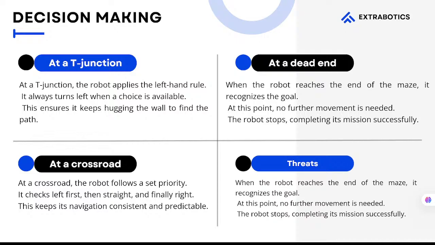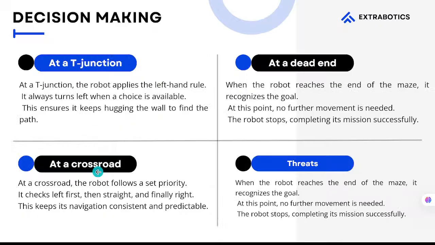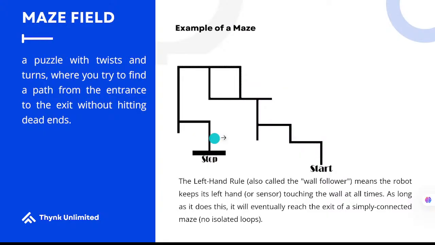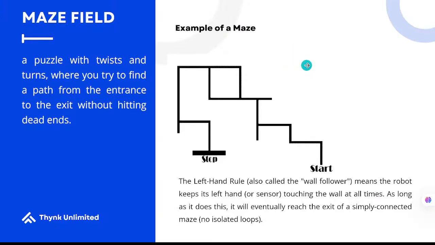Yeah, so don't worry. A maze has these things. It has a junction. You can see this is a T junction. Then let's see, a crossroad. Let me show you a crossroad. Okay, this one doesn't have a crossroad, but I'll show you in another one. And then a dead end, you see this one. This is a dead end because after here we are not going to have anything. That is the dead end, and the robot should stop.